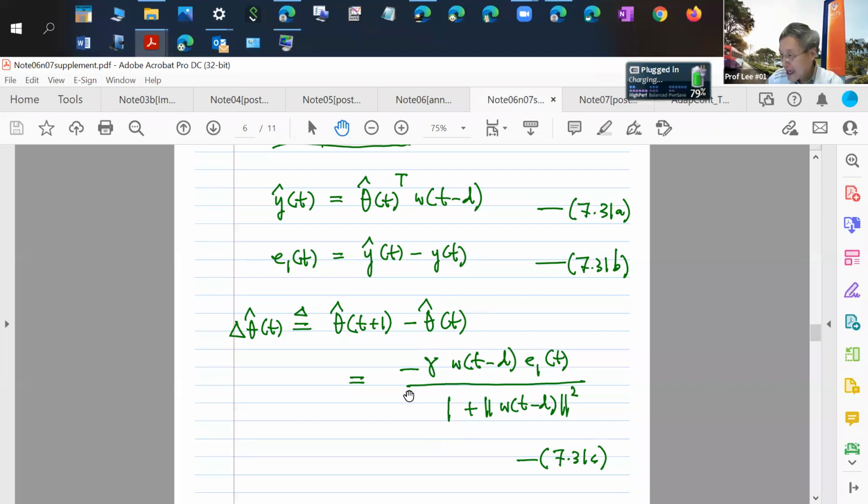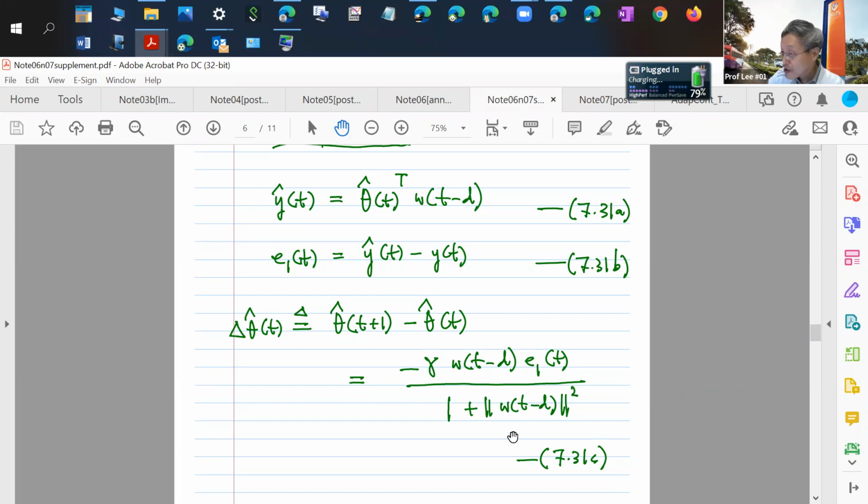The number here, gamma, needs to be positive, between 0 and 2. With this normalization, as long as you put gamma between 0 and 2, I guarantee you that this updating is always stable and the tracking error will go to 0. In the next file, I'll show you the stability analysis.